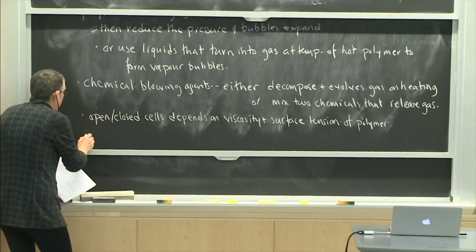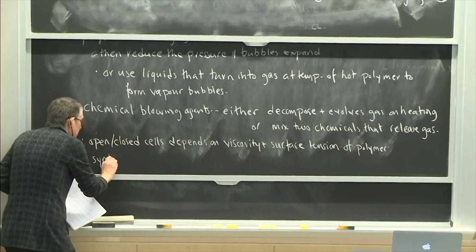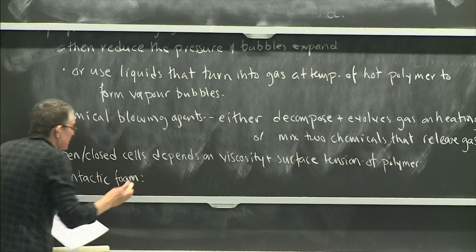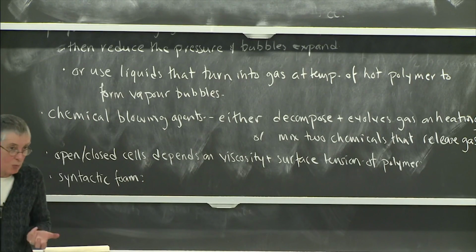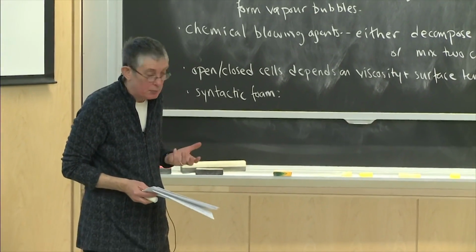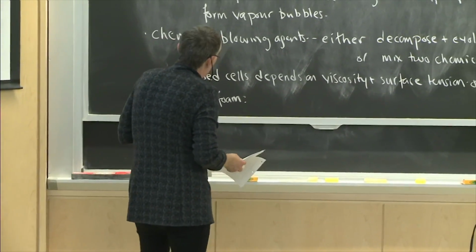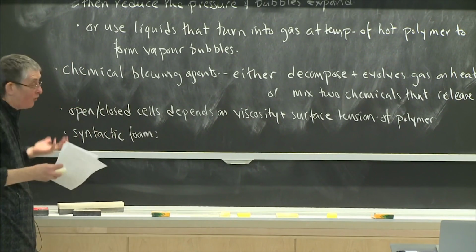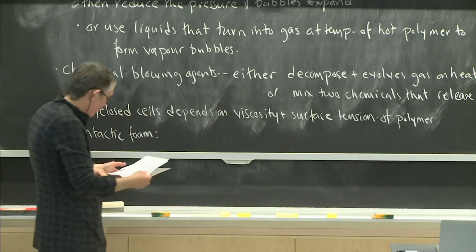And another way to make a foam is to make something called a syntactic foam. And a syntactic foam is made by taking thin-walled hollow spheres and then using, say, a resin, like an epoxy resin, to bond them together. So you end up with something that's porous, and you've got the void from the hollow sphere, but you don't foam it in the same way as you blow bubbles through it in some way.